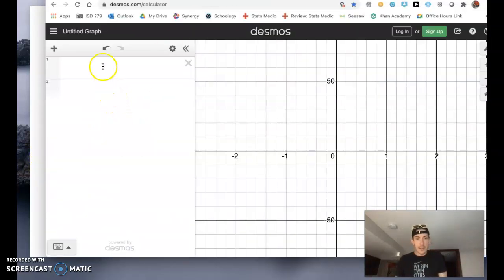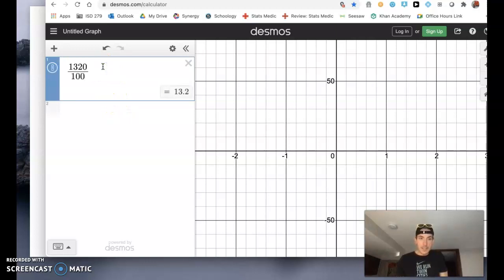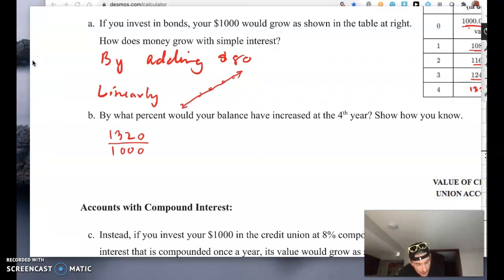And you might be able to do that in your head, but in the event you can't, Desmos to the rescue. And I kind of brought this up in one of our last videos, that Desmos has a pretty powerful calculator right here. And I can just type this in, 1320 divided by 1,000, and it tells me that's 1.32.